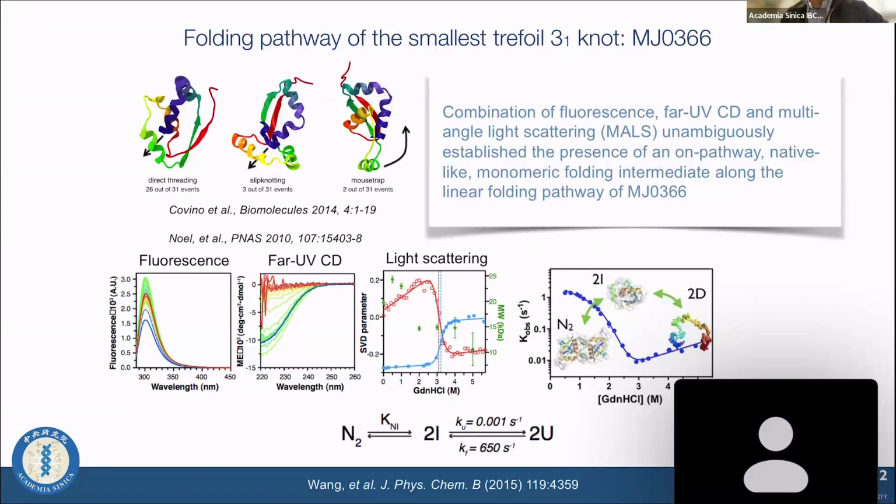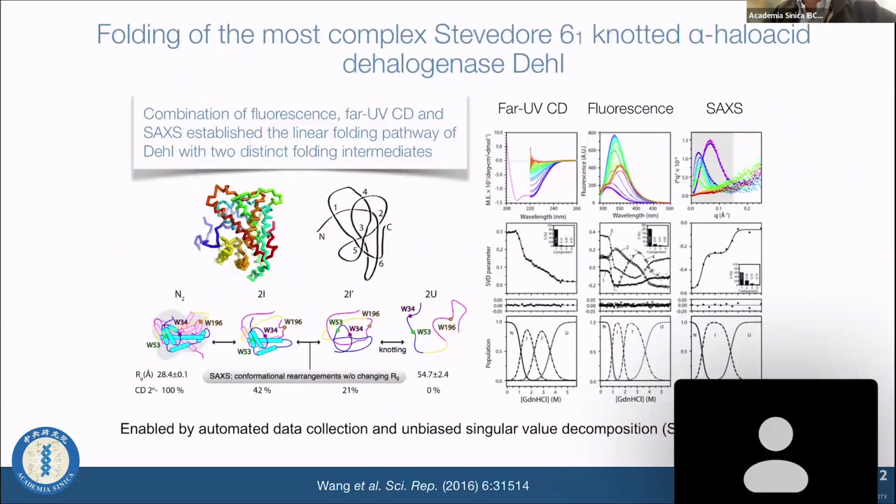These are published, but I just wanted to show you that to characterize protein folding pathways, we routinely combine different tools: intrinsic fluorescence, far UV-CD, light scattering to look at oligomeric state. In here, we look at the smallest knotted protein known in the literature when we started the experiments. It unfolds into a native-like folding intermediate as a monomer and then becomes fully unfolded. At the other extreme, we have a 6-1 knotted protein. It's pretty large, more than 300 amino acids.